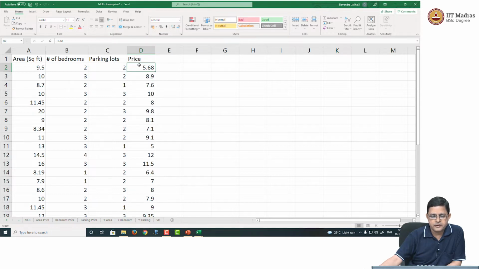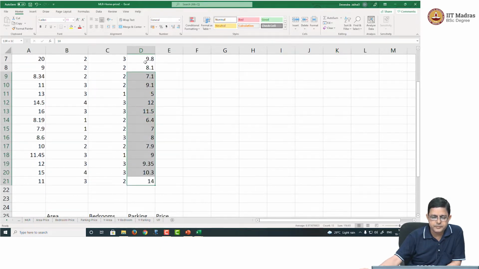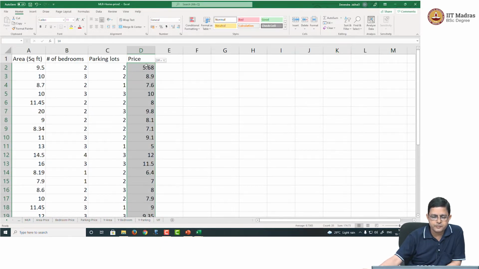So it is 56 lakhs. This is 89 lakhs, this is 76 lakhs, this is 1 crore, this is 80 lakhs, this is 98 lakhs, this is 81 lakhs. So 71 lakhs, 91 lakhs, 50 lakhs, 1.2 crores, 1.15 crore, those are the prices of the apartments.